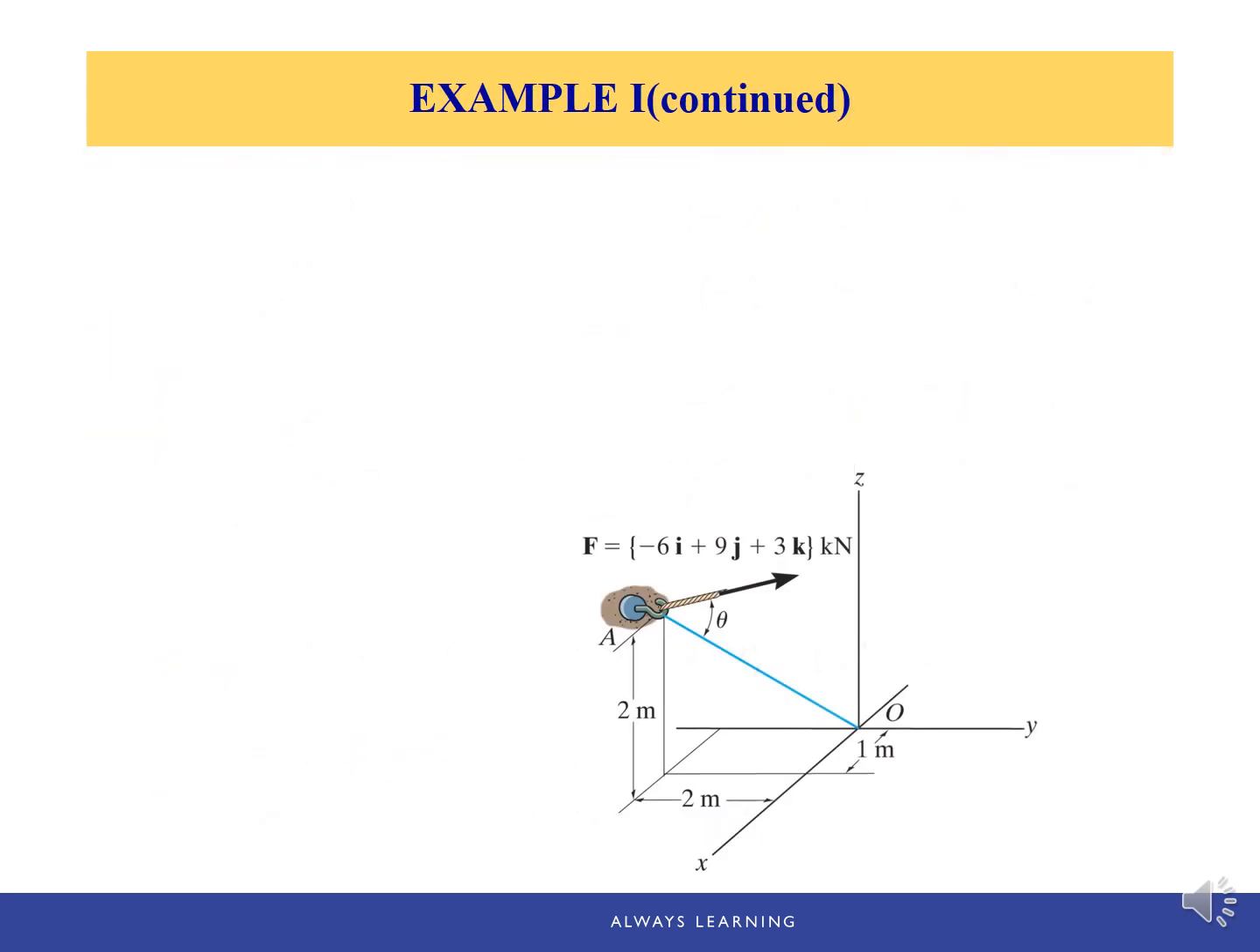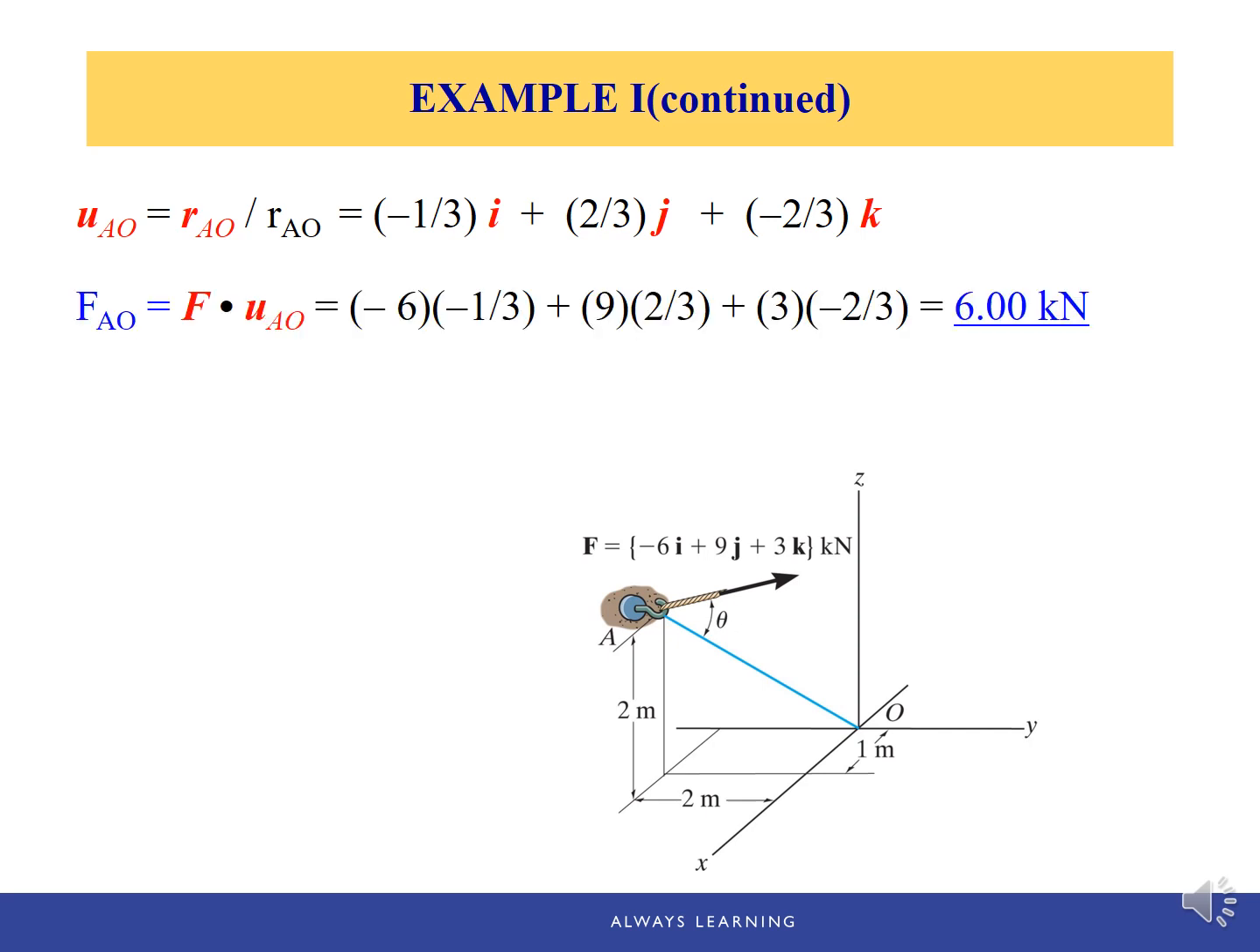And the last step is to find the projection of the force F along the line AO. So first, let's use the dot product between F and the unit vector AO. That means we need to find the unit vector along the AO direction, UAO. So UAO equals the position vector RAO divided by the magnitude of that position vector. And then we perform the dot product, force vector dot UAO. This will give us the projection of the force along the AO direction.